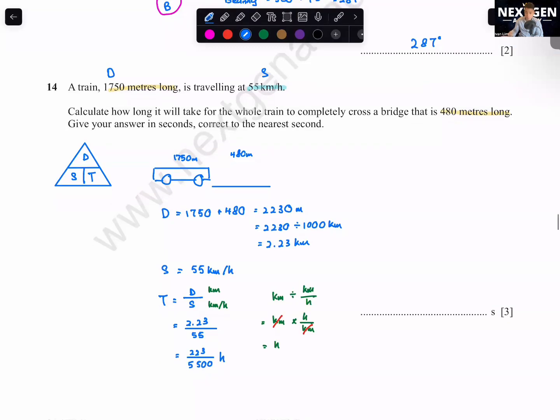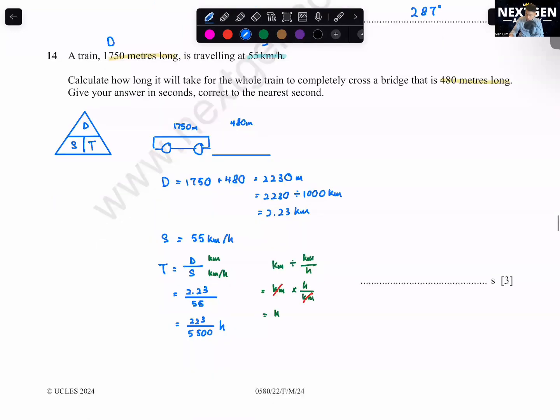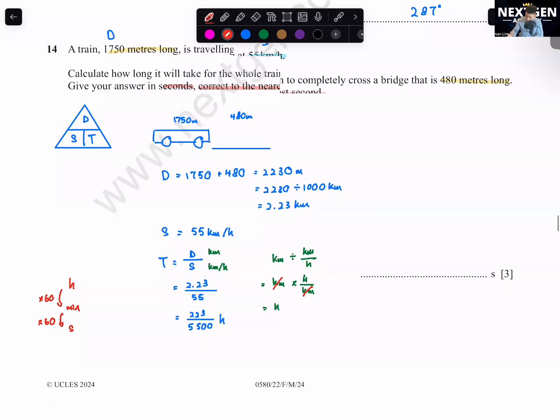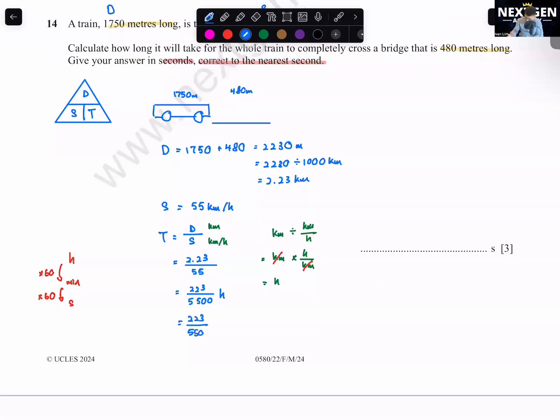But they want us to present it in seconds, correct to the nearest second. So hours to seconds: hours, minutes, seconds, times 60 times 60. This is a conversion. So take 223 over 5500, multiply by 60, multiply by 60, or you multiply by 3600. And you round it, which you will get 146 seconds.